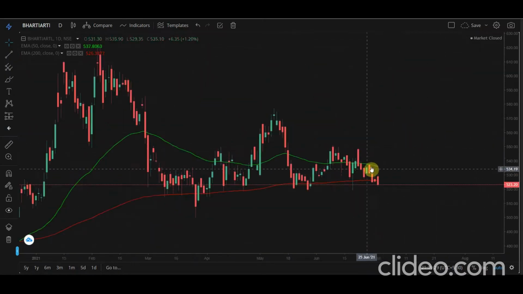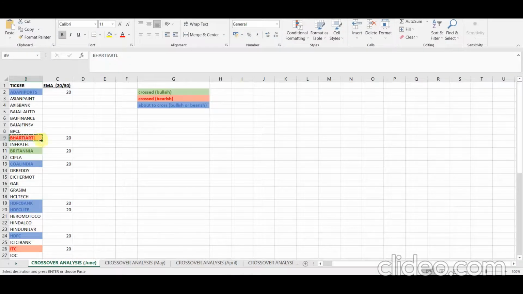Yeah, it's quite close. So we'll mark it as blue. Okay, it has already been marked as red. So let me just write 50 here and put a blue color here. That's how I will know that I have to check the 50 EMA too.